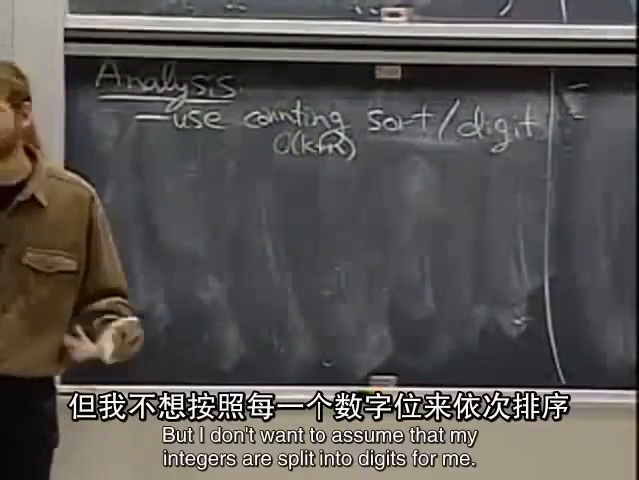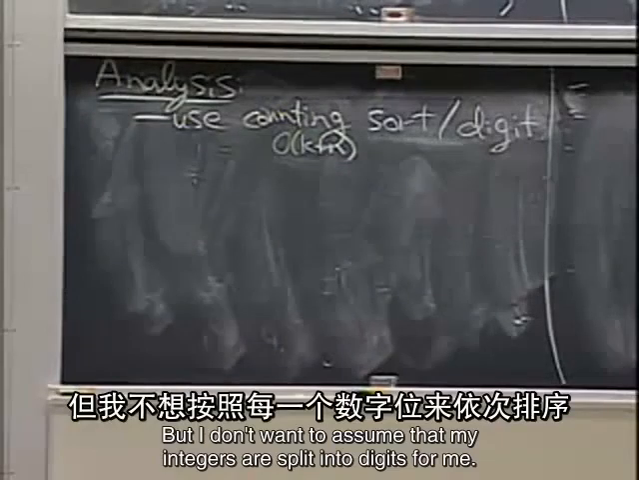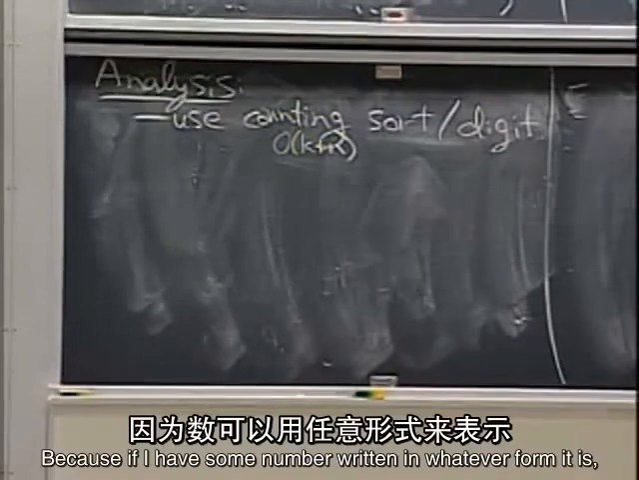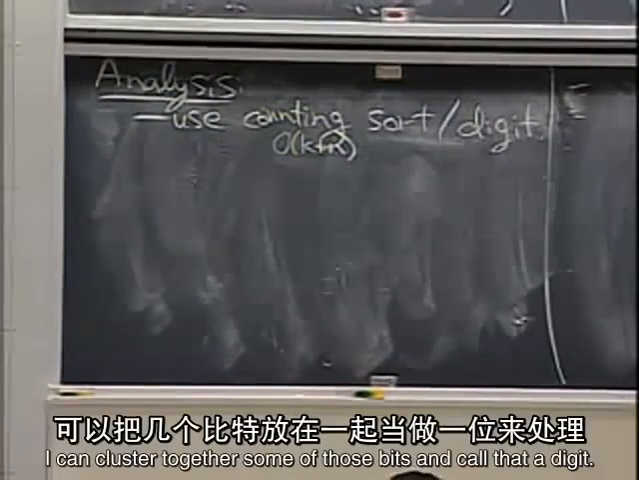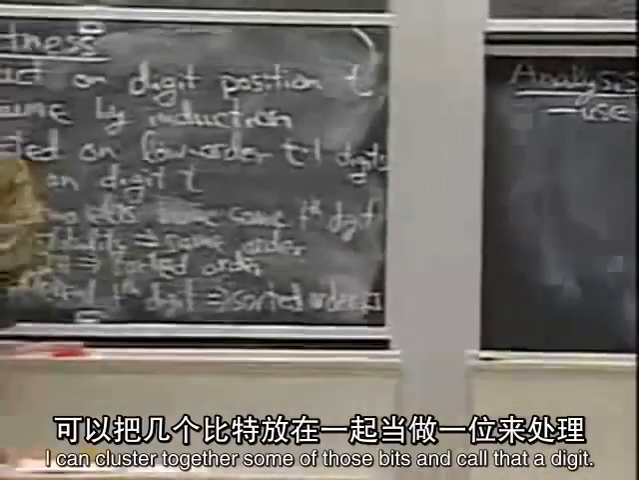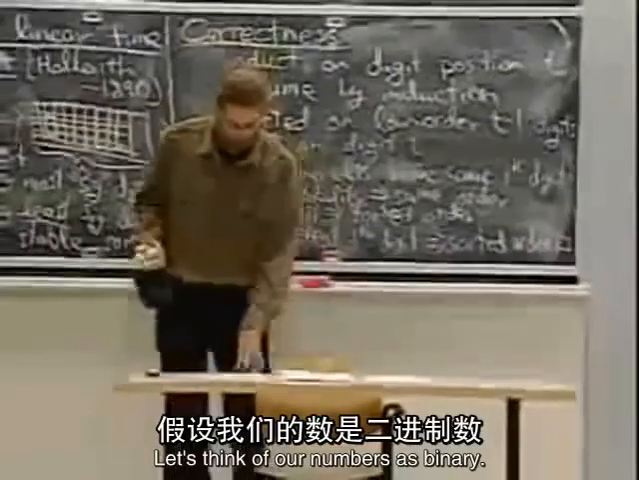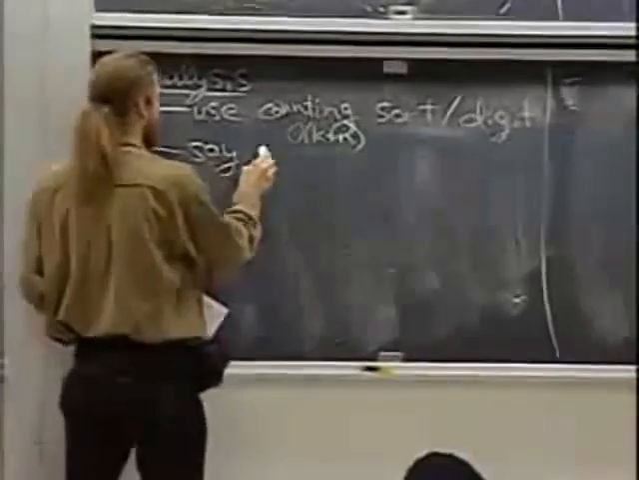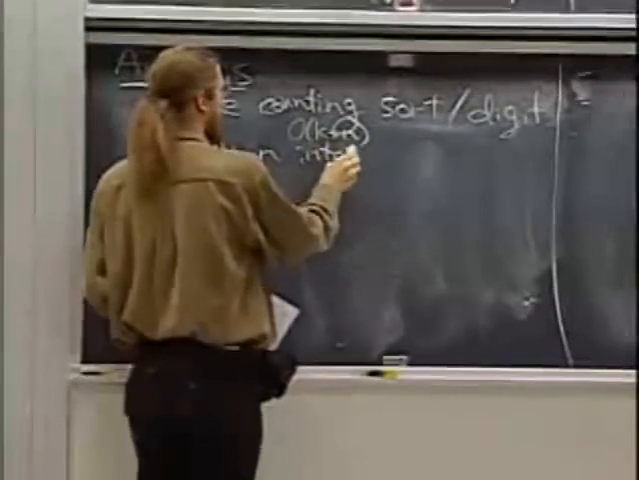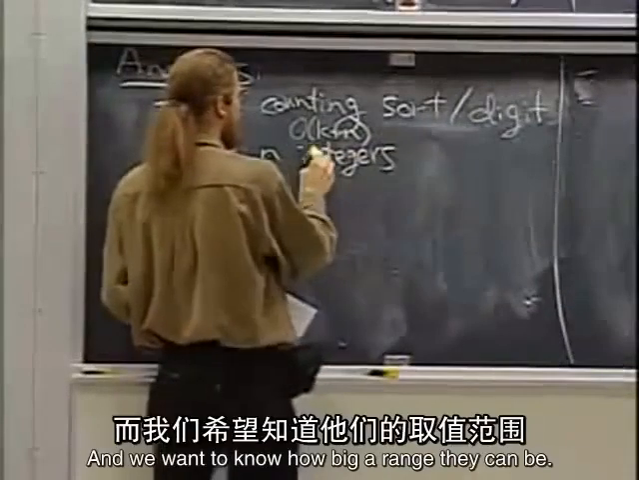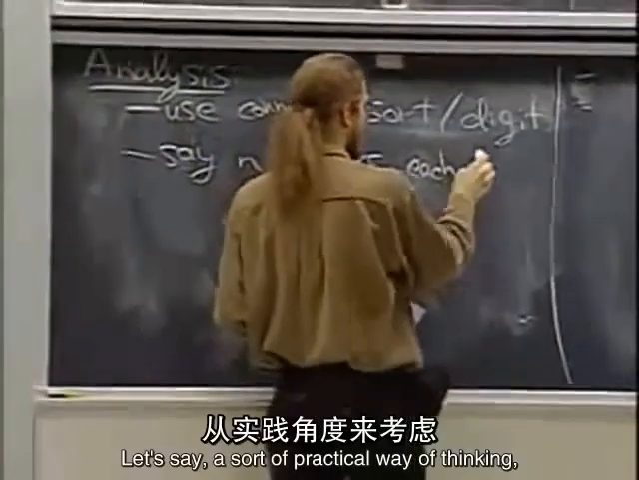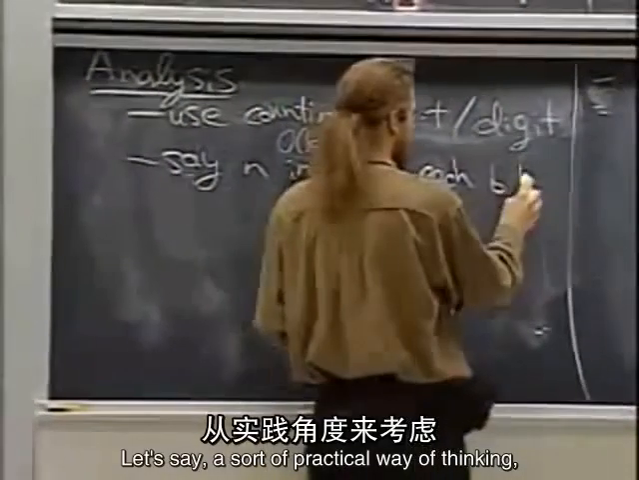And we know the running time of counting sort here is order k plus n. Okay, but I don't want to assume that my integers are split into digits for me. That's giving away too much flexibility. Because if I have some number written in whatever form it is, probably binary, I can cluster together some of those bits and call that a digit. So let's think of our numbers as binary. So suppose we have n integers, and they're in some range, and we want to know how big a range they can be.